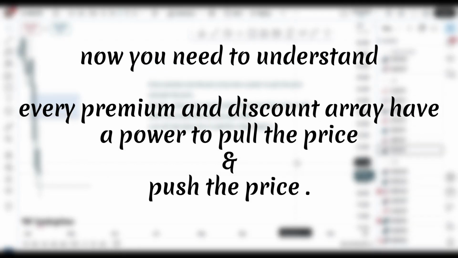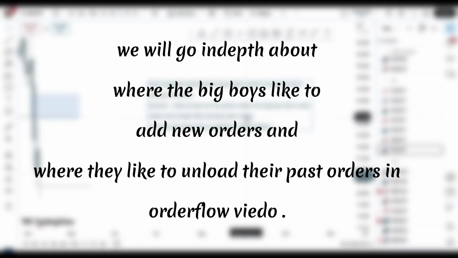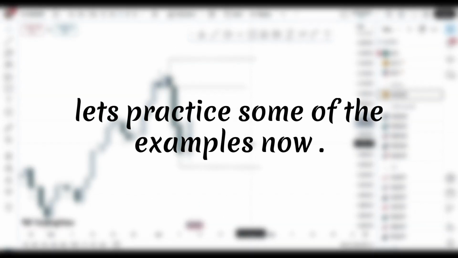Now you need to understand every premium and discount array has the power to pull the price and push the price, because these arrays are the points where the big boys like to add bulky orders and unload their previous past orders. So we will talk about this concept in the order flow video in depth. So let's practice some examples.